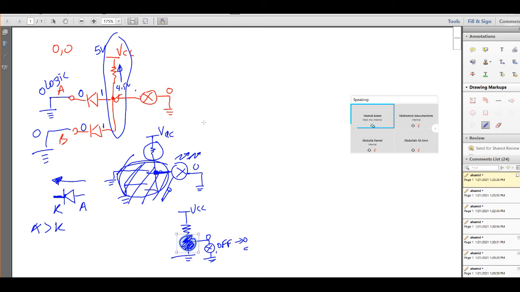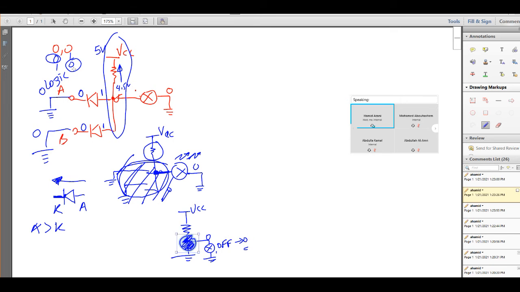Okay. Now let's jump directly to 1, 1, because the other combinations, 0, 1 or 1, 0, will end up with this one and this one connecting our LED all the time to ground. So that means for all of these combinations, the LED will be off, which is 0.